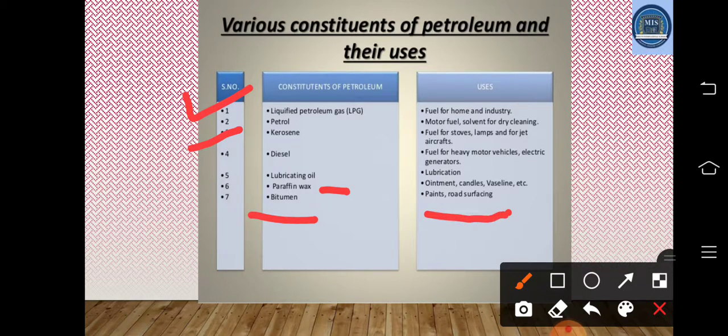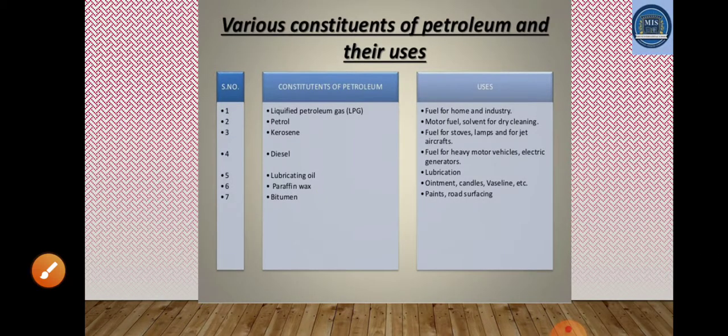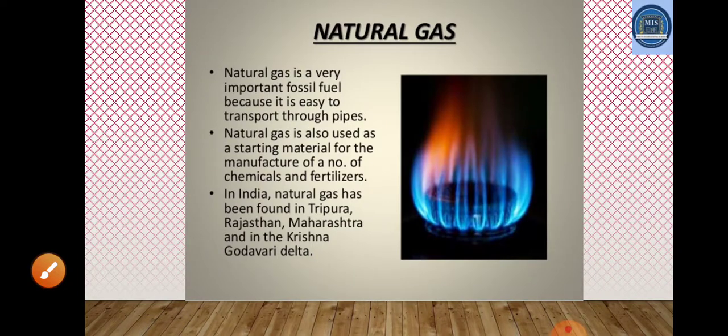Okay, students, so in this way a number of products are obtained from petroleum refining. Thus, petroleum is a very important natural resource. Now let us talk about natural gas. Natural gas is a very important fossil fuel. Why? Because it is easy to transport through pipes.